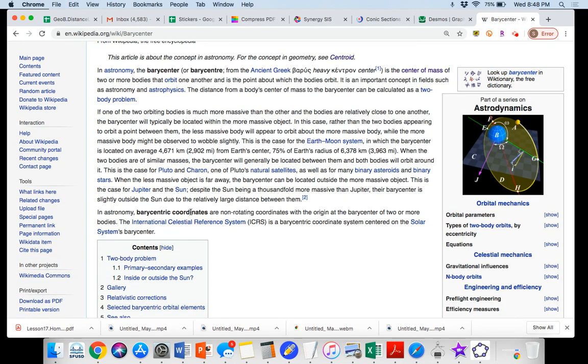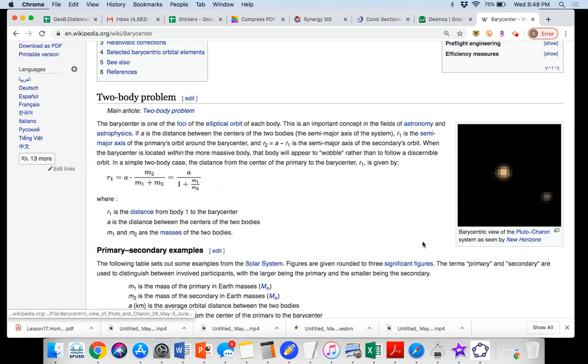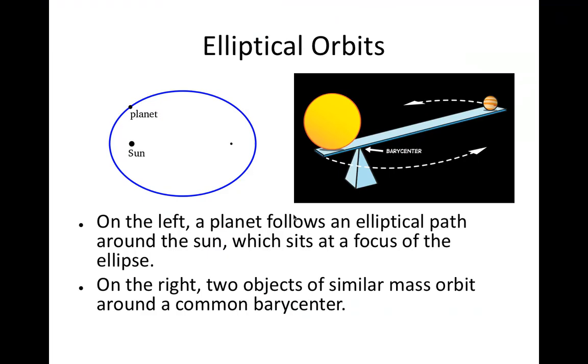Barycentric coordinates are the way we figure out elliptical positioning of mass. So this is Pluto, and Charon is one of its moons, a satellite, kind of a moon of Pluto here. So on the left, a planet follows an elliptical path around the sun, which sits at a focus of the ellipse. So the sun is one of the foci, and then we have another one here. On the right, two objects of a similar mass orbit around a common barycenter.